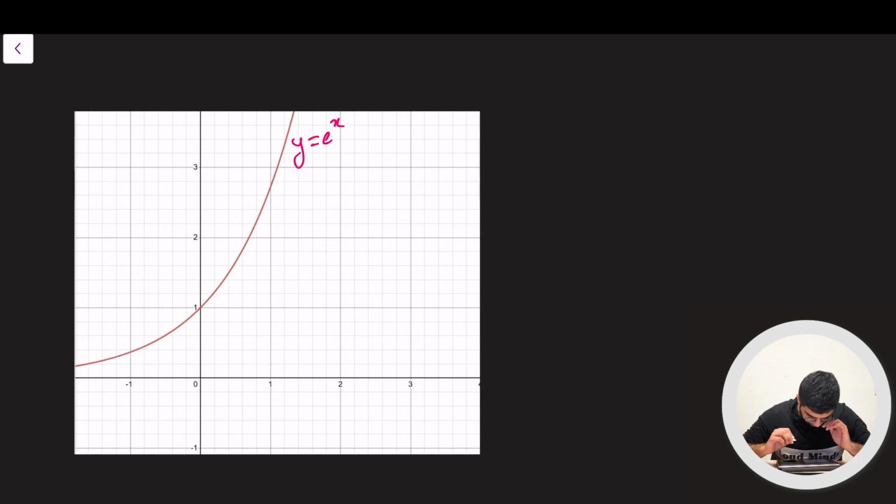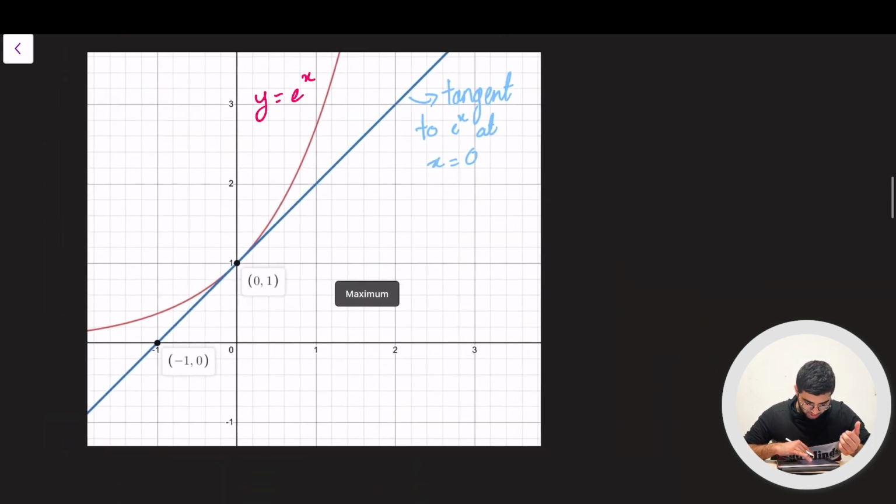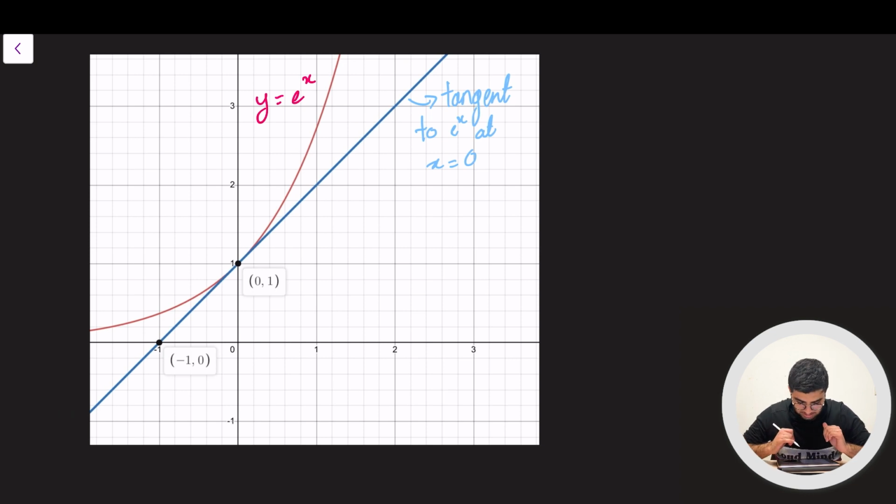Very simple. What we are going to do is, like we do with all functions when we talk about differential calculus, draw tangents. We are going to draw a tangent. Let's start at x equals 0. So we have drawn this tangent at x equals 0.